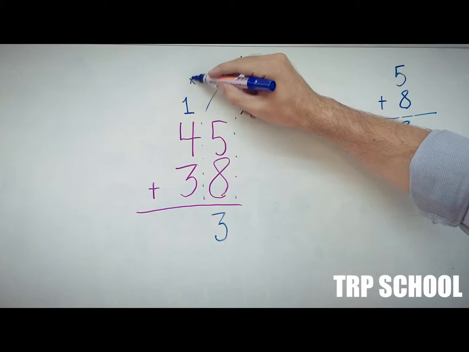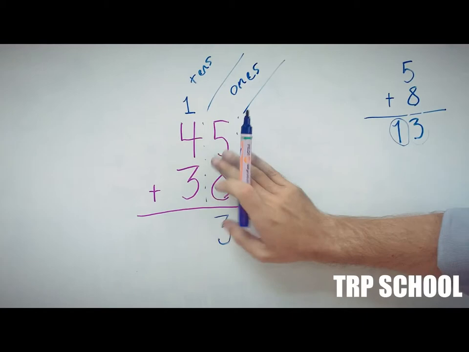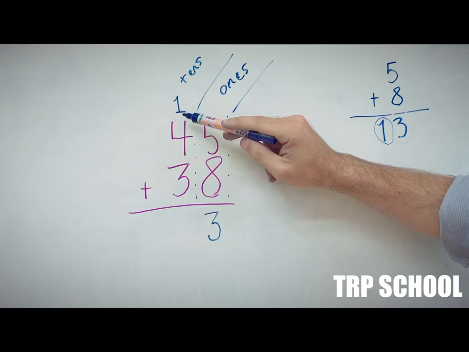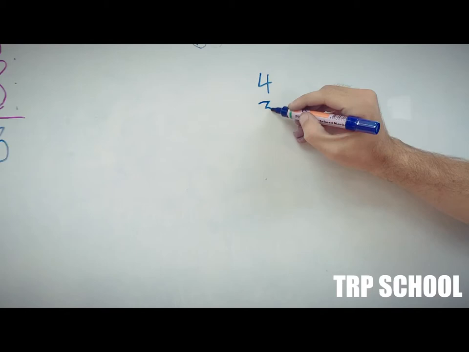So we're finished with our ones. We can do our tens. Now we're going to add a 4, a 3, and our 1 from before. Let's add these together. 4, 3, and 1.